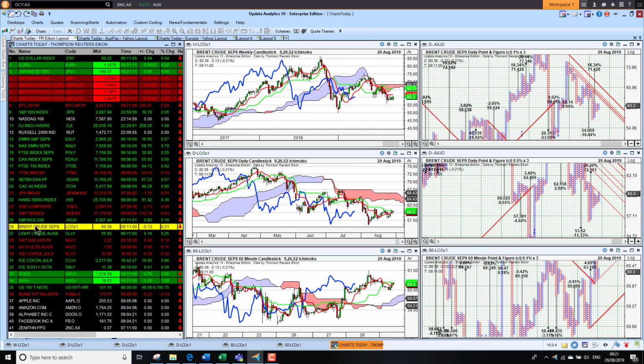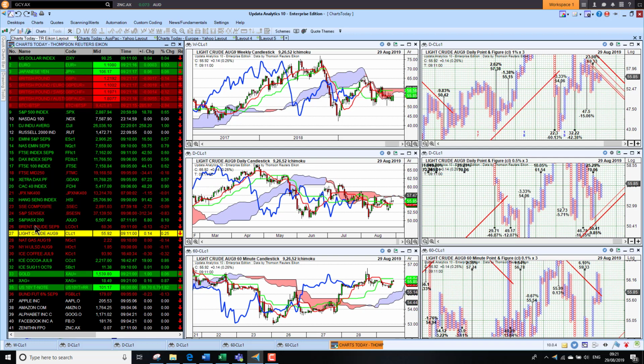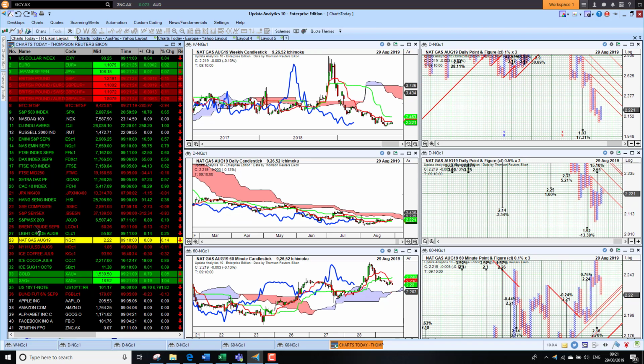Brent crude this morning is back above the $60 mark, although we're down slightly, but we are bullish on that short-term time frame. And WTI is actually up this morning, and again we are bullish on the short-term time frame there. US nat gas is sitting steady at $2.22, so little change there.